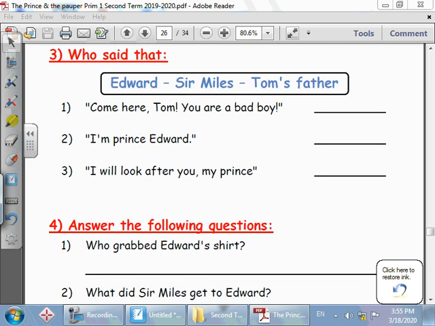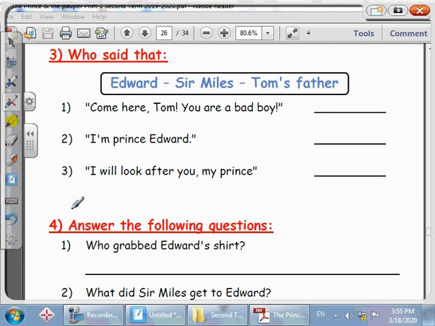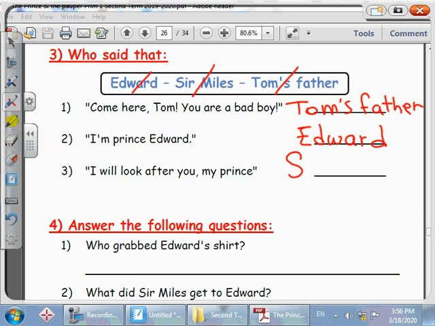Who said that? Edward, Sir Miles, Tom's father. Number 1. Come here, Tom. You are a bad boy. Who said that? Excellent, Tom's father. Number 2. I am Prince Edward. Who said that? Super. Of course, it's our kind Prince Edward. Number 3. I will look after you, my prince. Who said that? Super. Sir Miles.